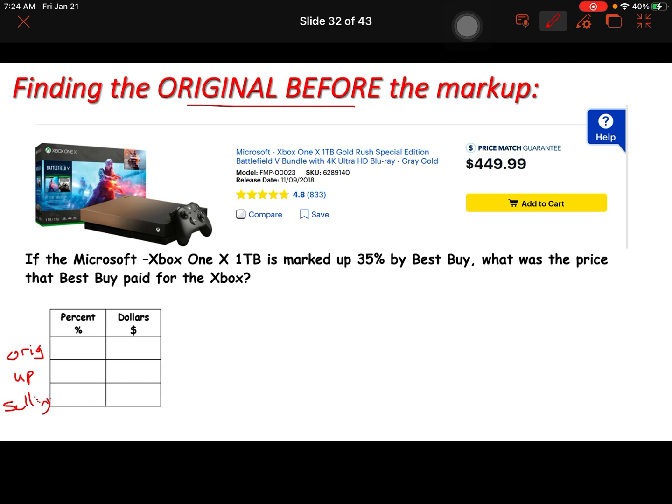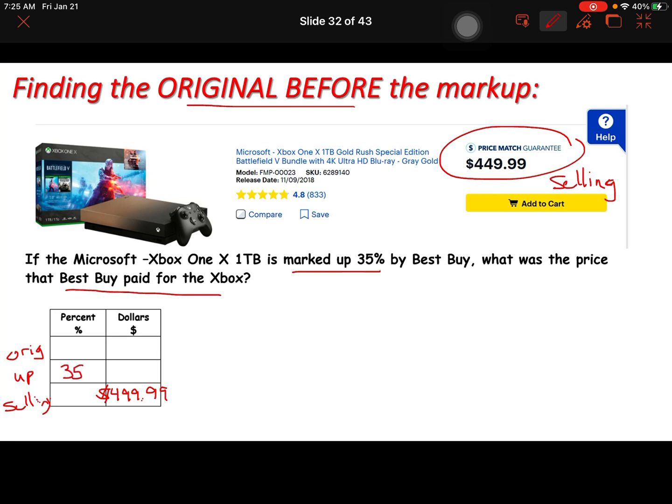As we look here, it says the Microsoft Xbox One TB, whatever, is marked up 35% at Best Buy. What was the price Best Buy paid for the Xbox? Up here we can see the price that they're selling it to us for, so this is our selling price, $449.99. So it makes you think it's just a little bit better than $500. That's going down at the bottom.